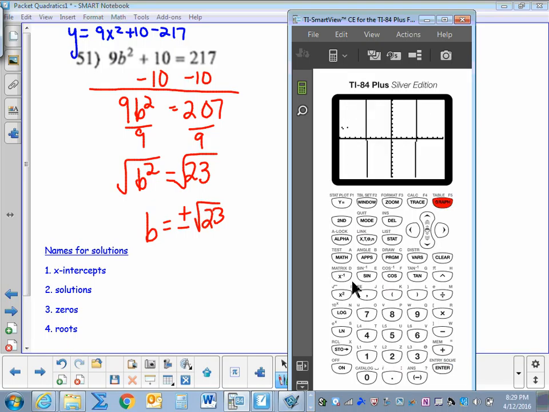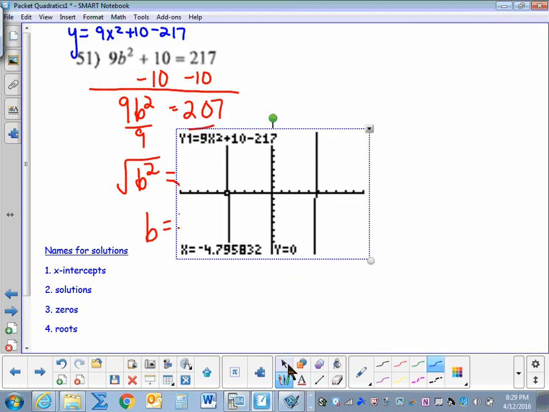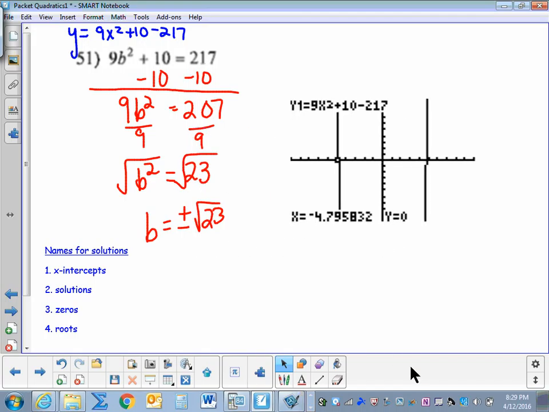Okay, and so I'm going to go ahead and trace, and I'm going to hit second square root 23. You can see it's in there. Once I hit enter, it's going to change to a decimal. And so that is a 0. And I'm going to put negative second square root 23. And that's a 0. And I know because I can see it and because the y is 0. So go ahead and try 52.